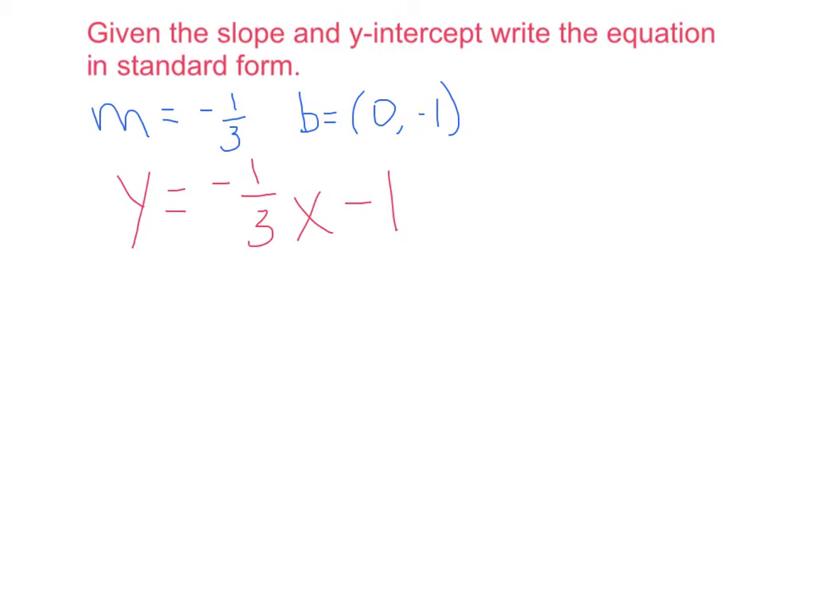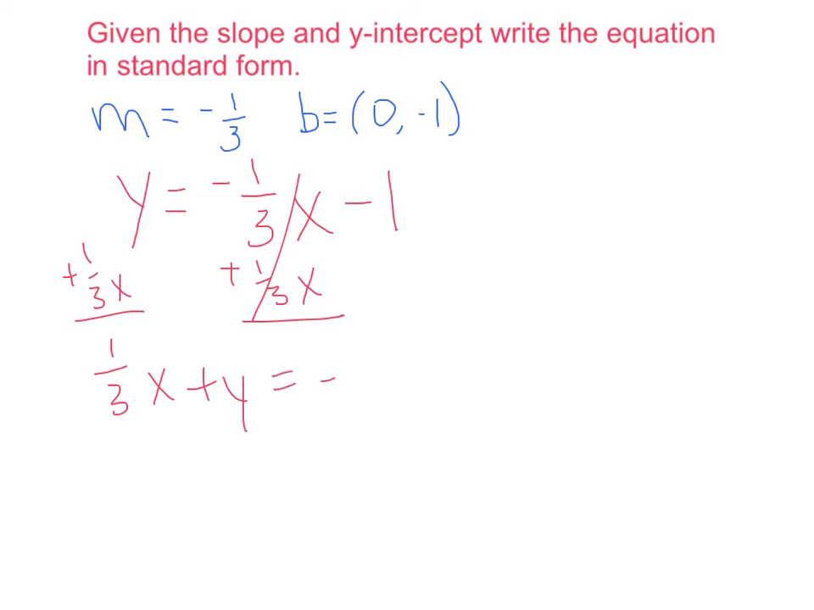Now to get the x and y on the same side, I would need to add the 1 over 3x. So I have 1 over 3x plus y equals negative 1. Now, we have a fraction. So our x and y are on the same side, but we have a fraction. So we need to get rid of the fraction.